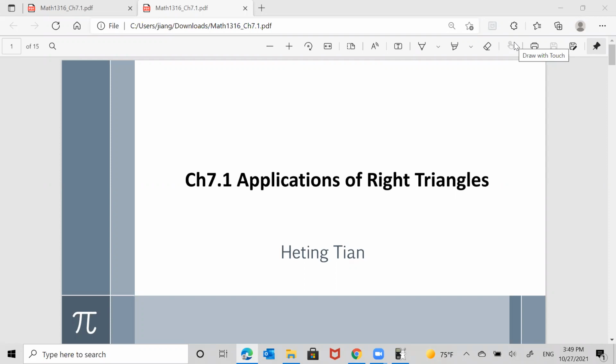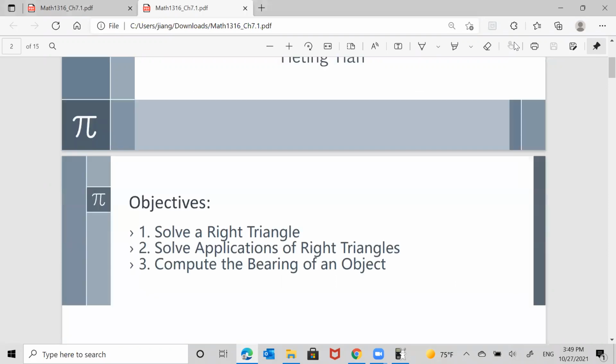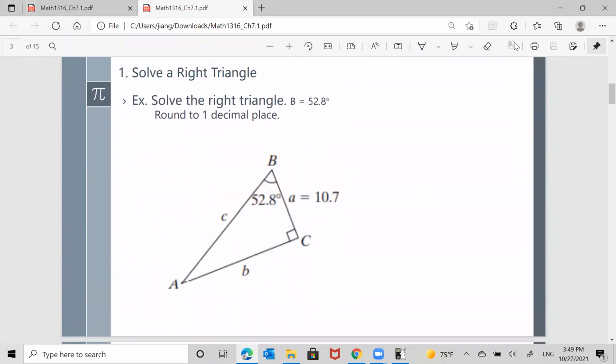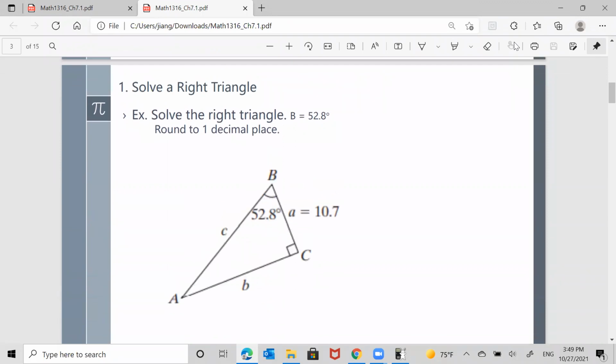In this video, we will learn chapter 7.1, applications of right triangles. We will learn three objectives. The first part, let's learn to solve a right triangle.